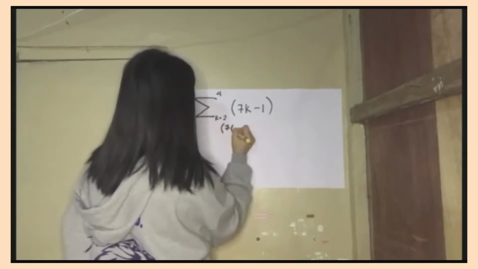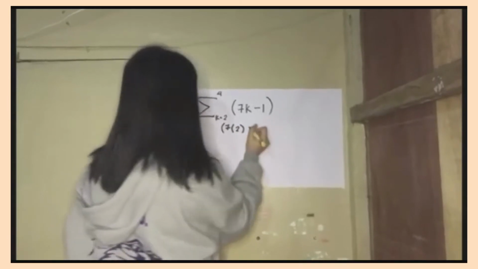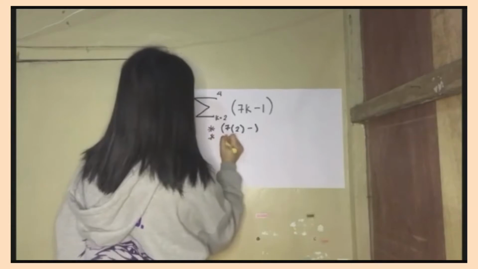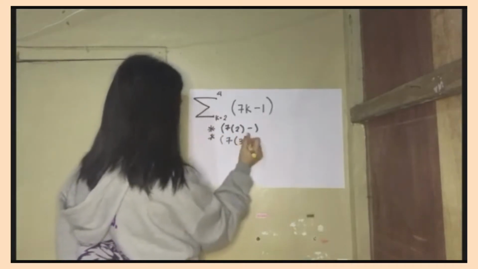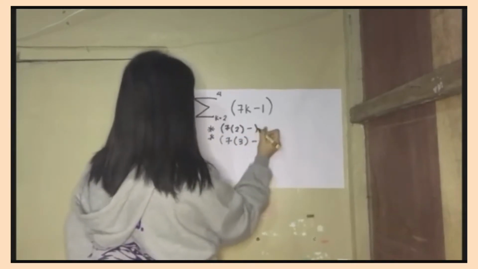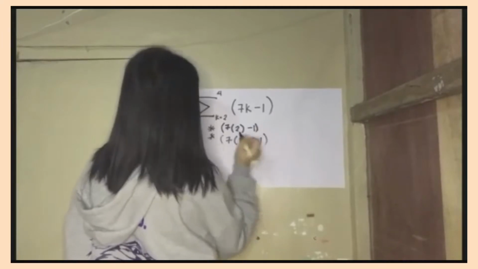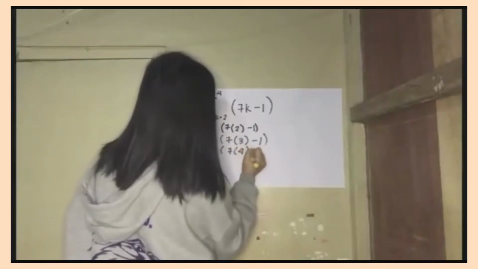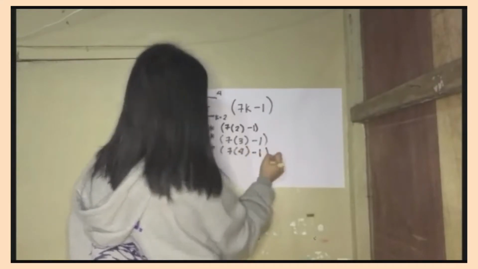So 7 times 2 minus 1, 7 times 3 minus 1, up to 7 times 4 minus 1.